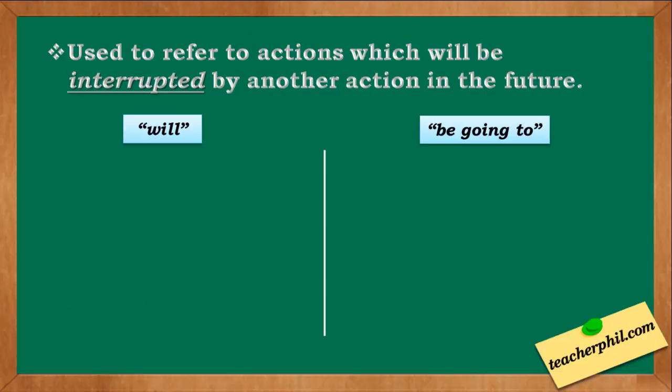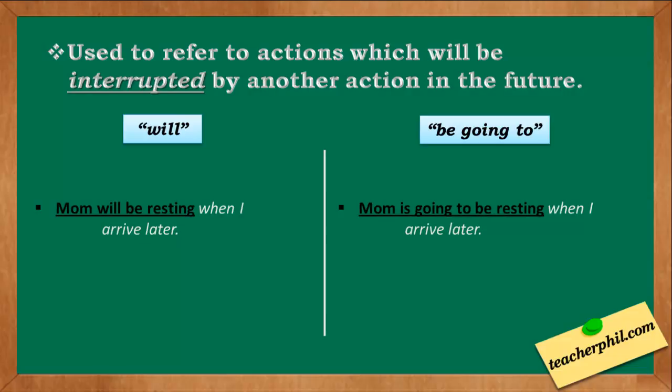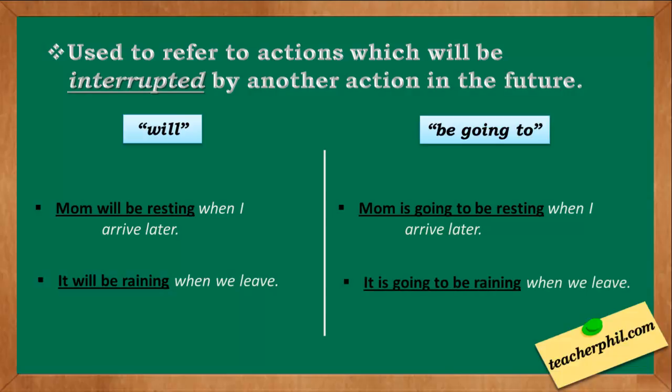The second one, it is used to refer to actions which will be interrupted by another action in the future. Examples: Mom will be resting when I arrive later. Mom is going to be resting when I arrive later. It will be raining when we leave. It is going to be raining when we leave.